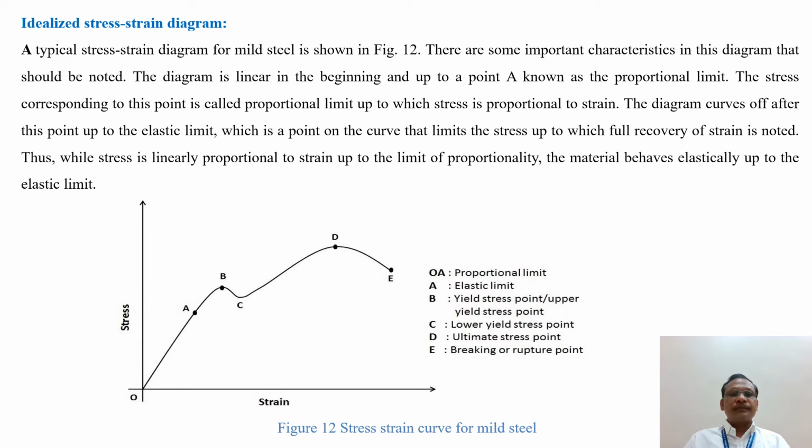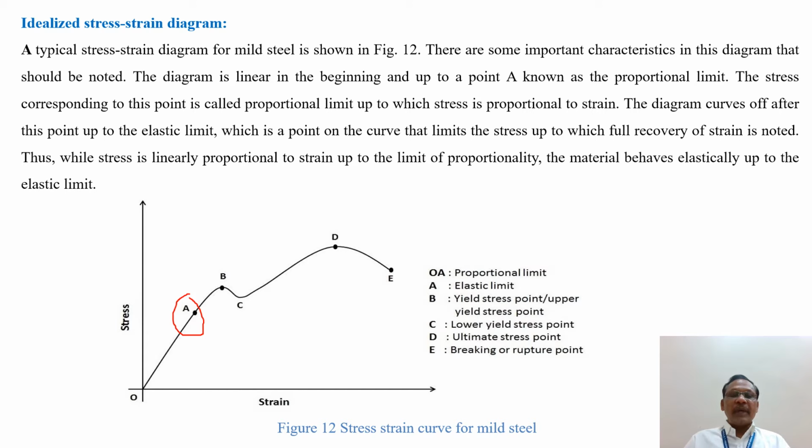Idealized stress strain curve. Now, if a member is subject to tensile force and you plot a graph of stress versus strain, then as the force is increased, we'll get a straight line passing through the origin. A typical stress strain diagram for mild steel is as shown in the figure. There are some important characteristics in this diagram that should be noted. The diagram is linear in the beginning up to point A, known as the proportional limit.